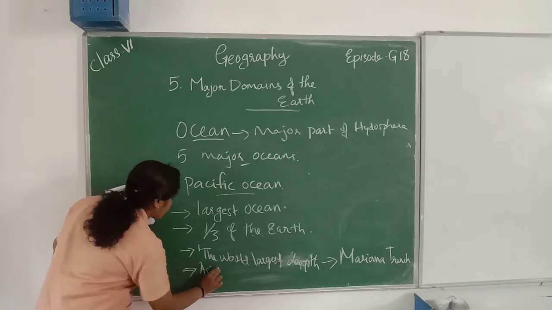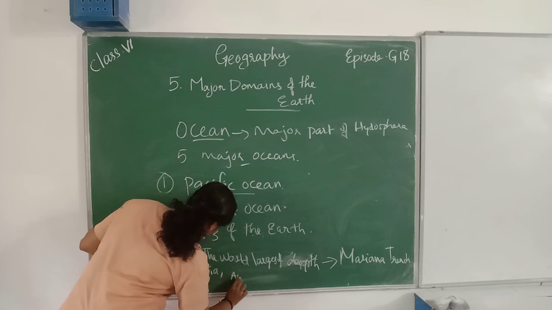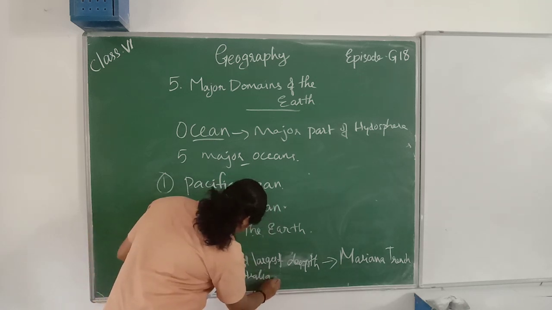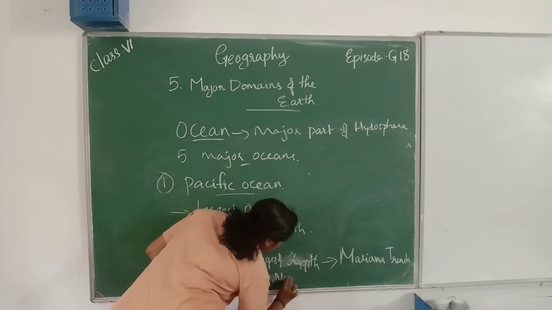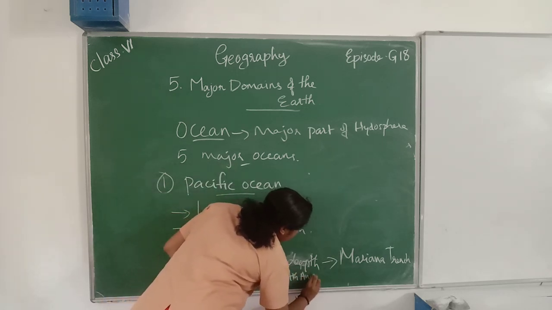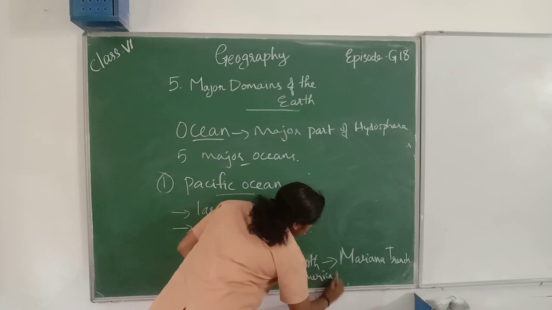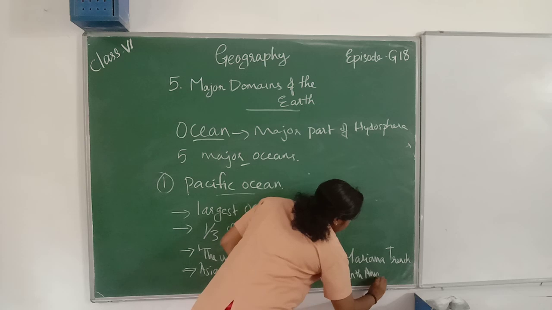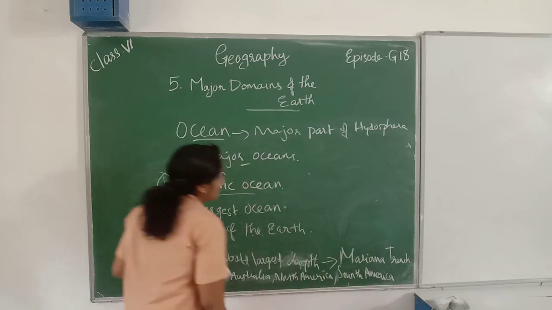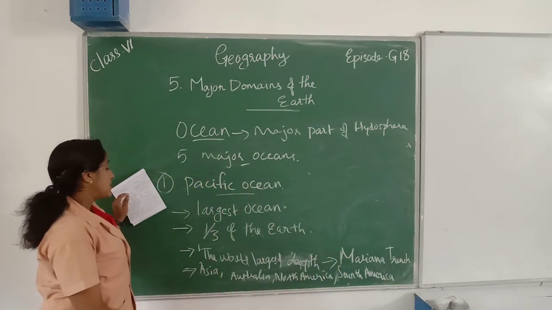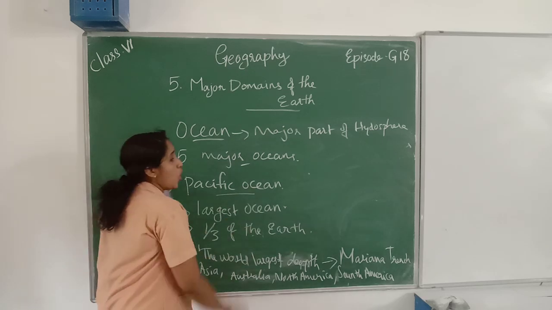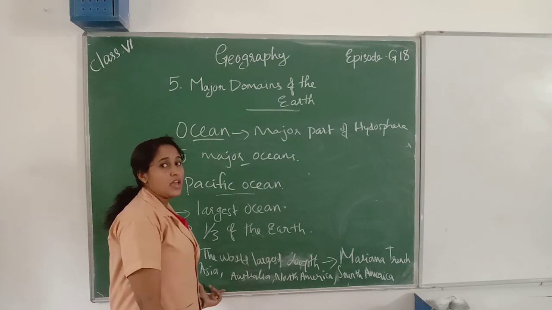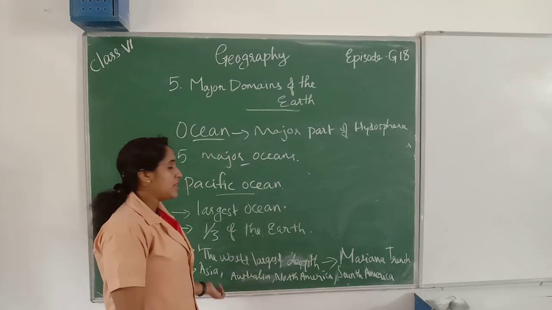Asia, Australia, North America, and South America. North America and South America are surrounded with the Pacific Ocean. These are the continents, right? These are the continents. What are the features of Asia? Asia is the largest continent, right? Asia is the largest continent.